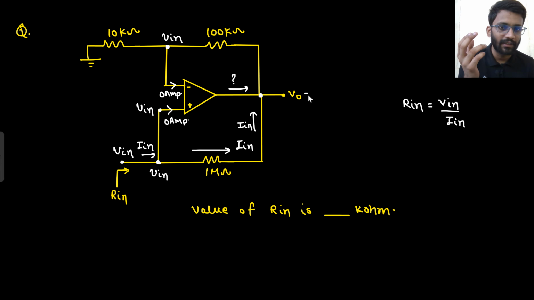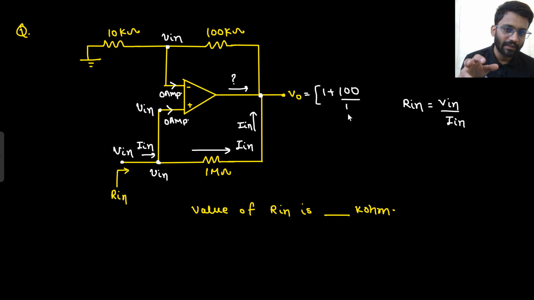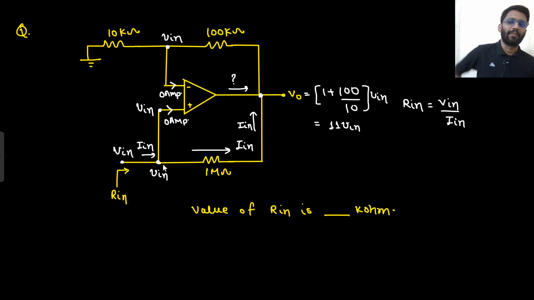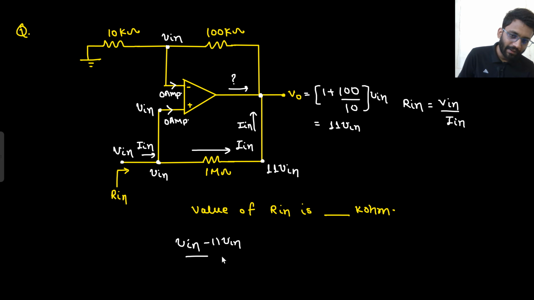Otherwise, what is the other method? The other method is 1 plus RF by R, because it is becoming a non-inverting amplifier. It is acting as a non-inverting amplifier only. 1 plus RF by R into V in. So your V naught is becoming 11 V in. So this node is 11 V in, and this node is also 11 V in. So what do you see here? V in minus 11 V in divided by 1 mega ohm is equal to I in, right?